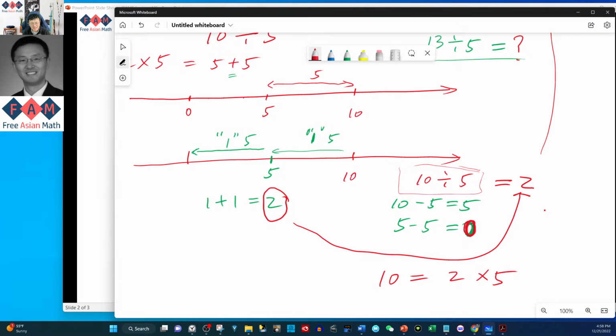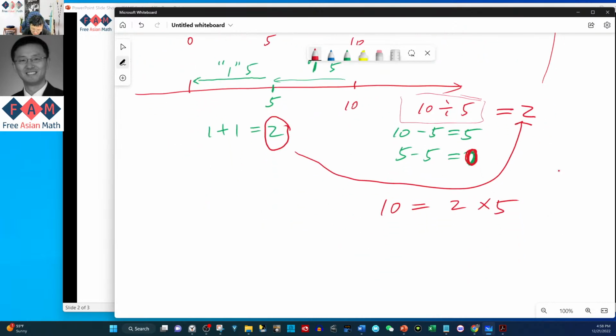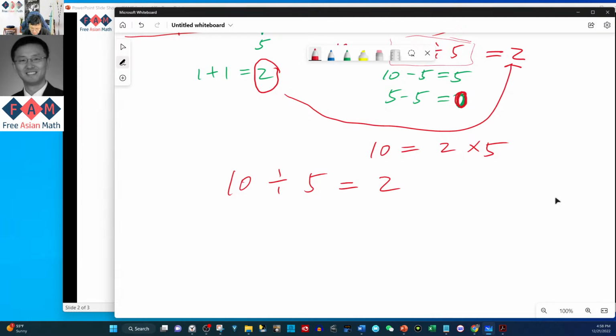When we subtract 5 from 10, we know we just need to subtract 2 copies of 5, and we are back to 0. Okay? But that helps us to define what this is. So 10 divided by 5 is 2. This is just an example. So in general, what shall we do?